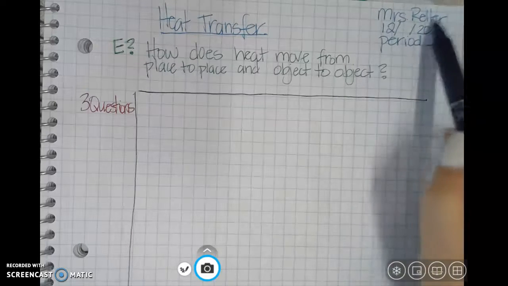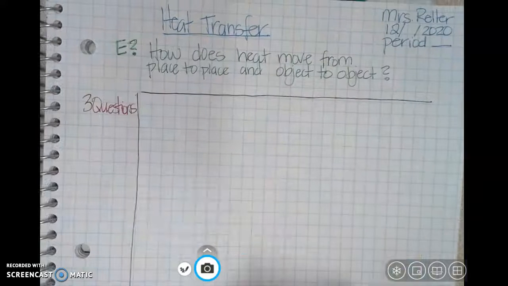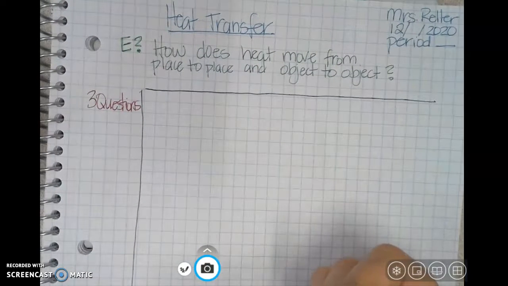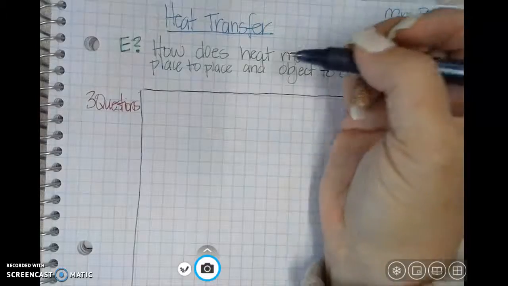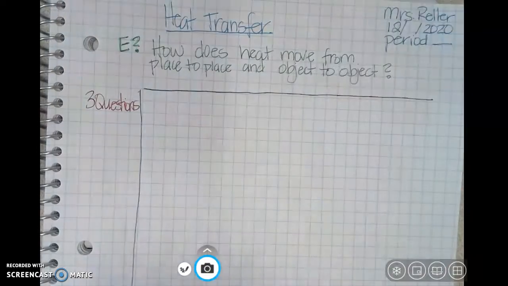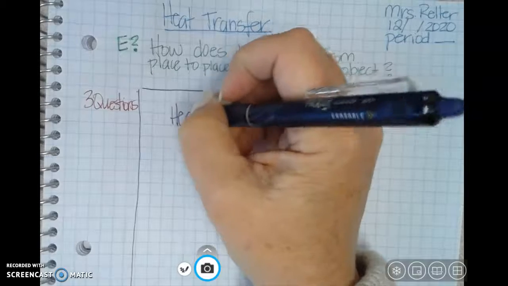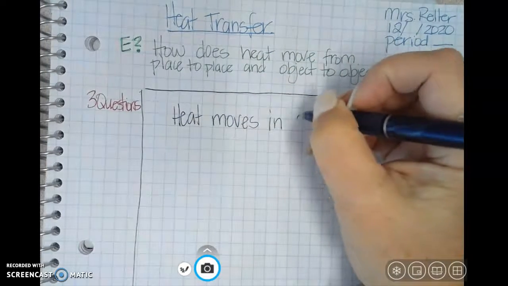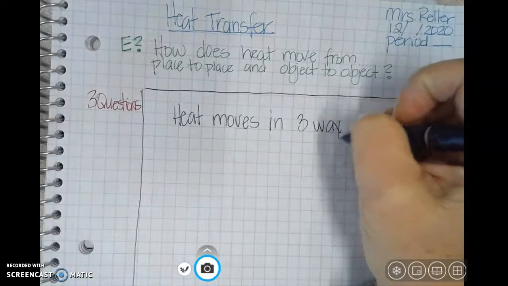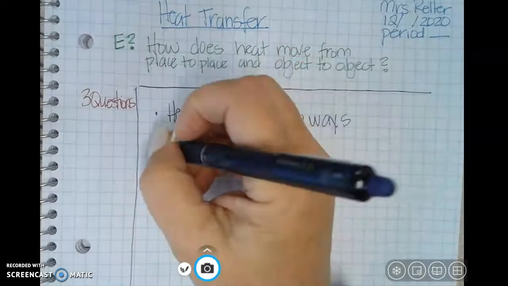Make sure you put your name, today's date, your period number. Your 3 questions are going to go on the side over here, and then you're going to have your reflection at the end. So there are 3 ways heat moves, and we're going to talk about those.